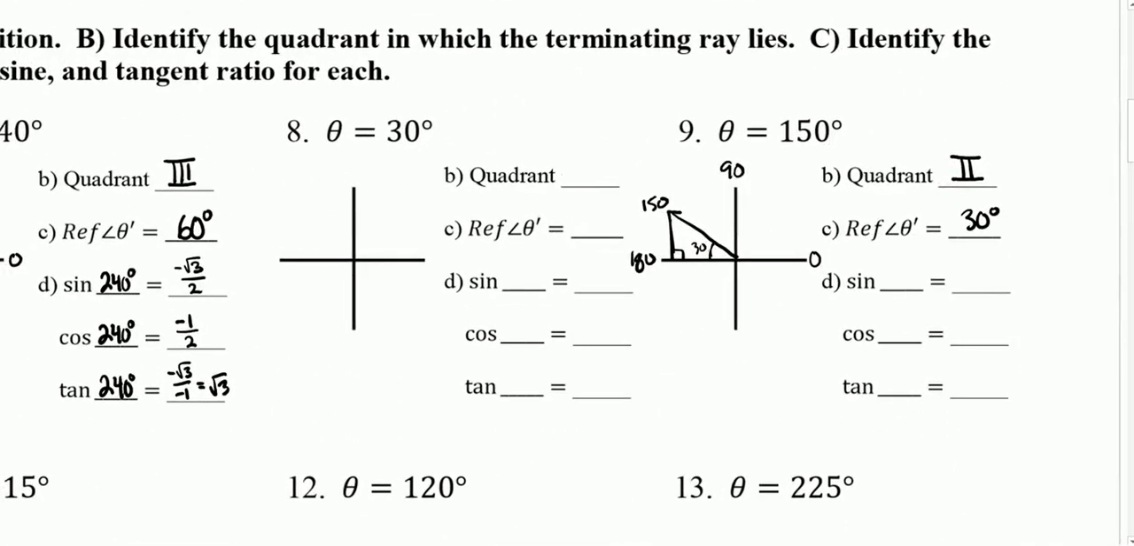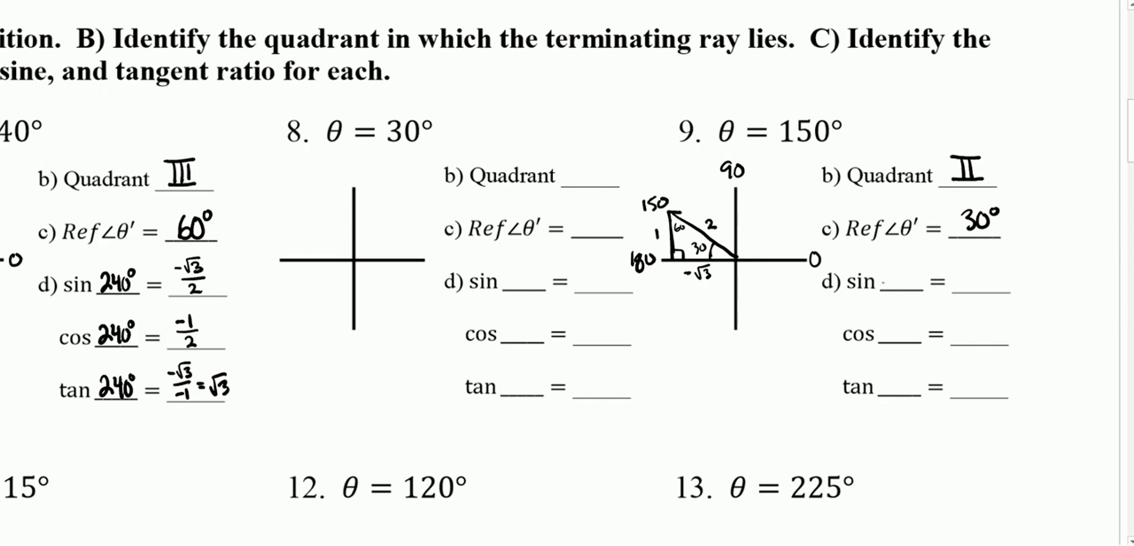The side length, with our 30, 60, 90, we always say, well, the side length across from 30, let's let that be 1, and the hypotenuse would be 2, and the side across from 60 would be root 3. And if we respect the quadrant, everything on the left side, x values are negative, y values are positive, hypotenuse we're always going to keep positive.